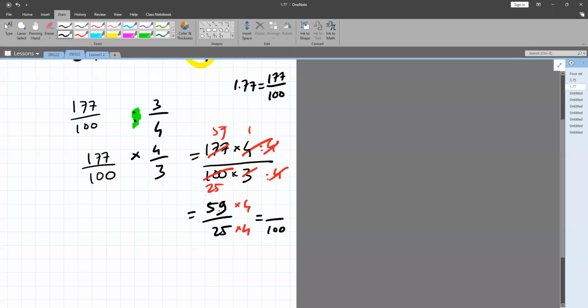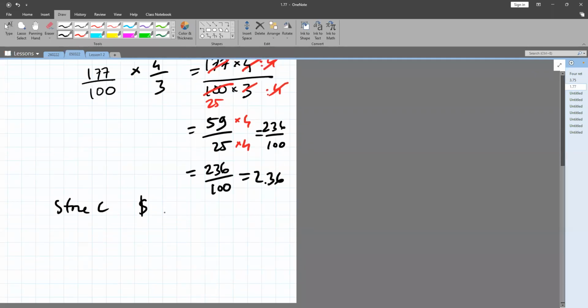Now, what is 59 times 4? That's 236. Very good. Okay. So we have now this fraction 59 on 25, which is equal to 236 on 100, which is 2.36. So that is the price at store C, which is each kilogram, the price is $2.36.